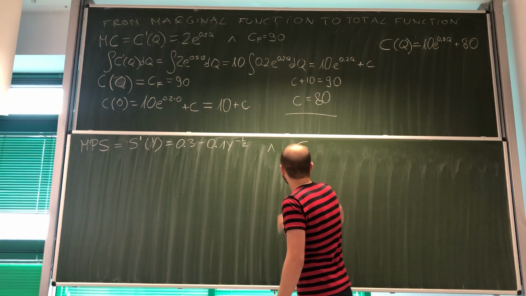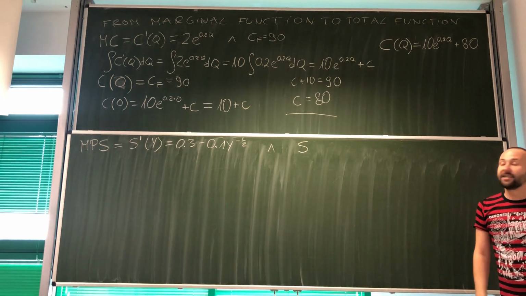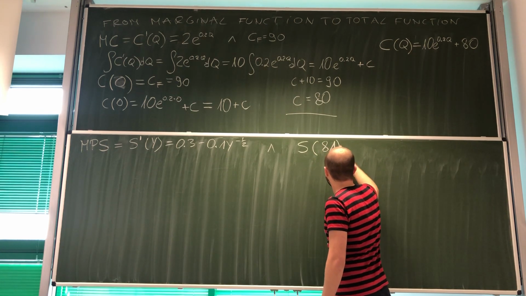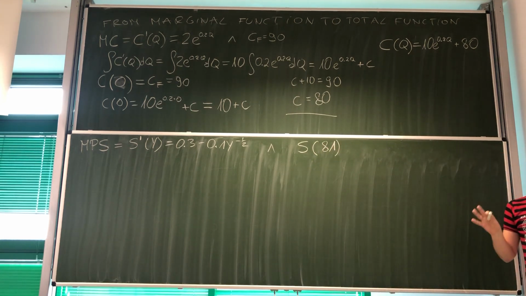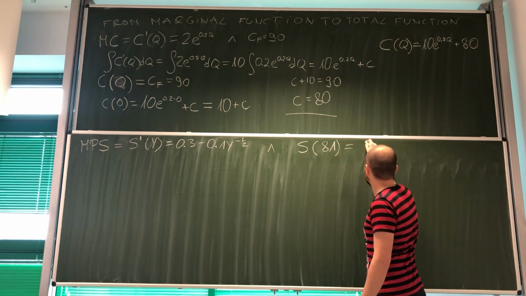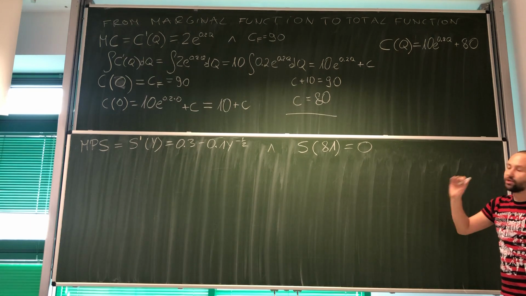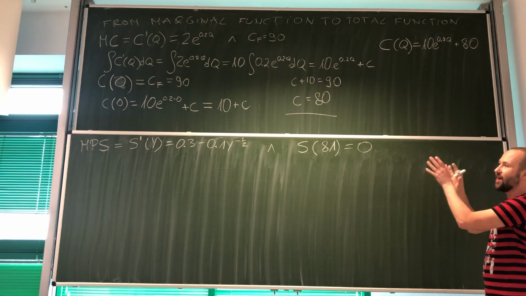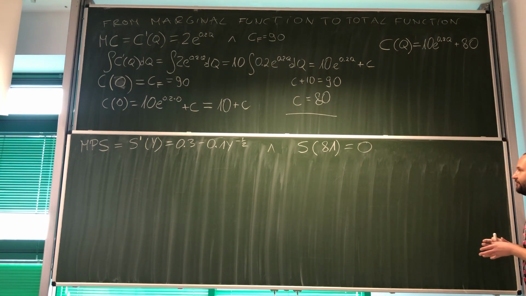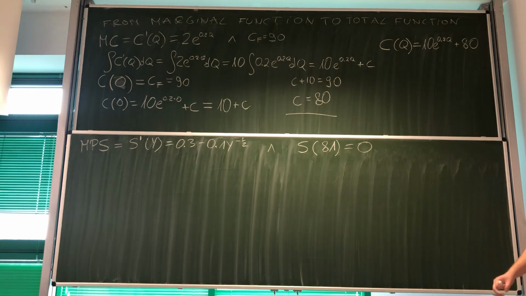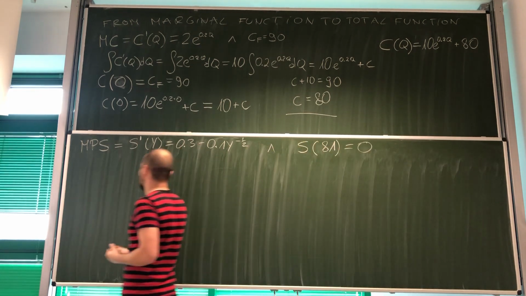Let's just say that we know that if income in our hypothetical economy is equal to exactly 81, then savings are 0. And I think this is still enough for us to find the savings function. So this is what we're going to do. Now, having marginal propensity to save and this additional condition, we will be able to find the savings function quite easily.